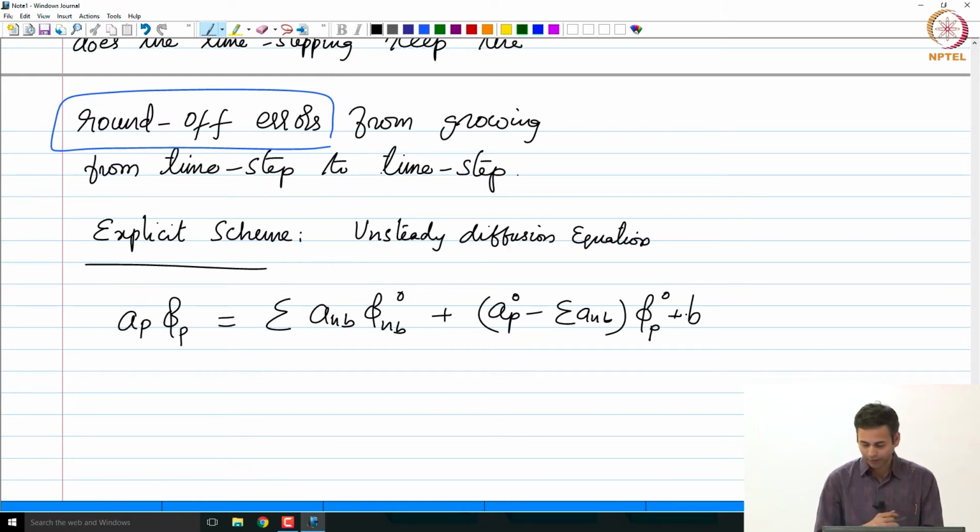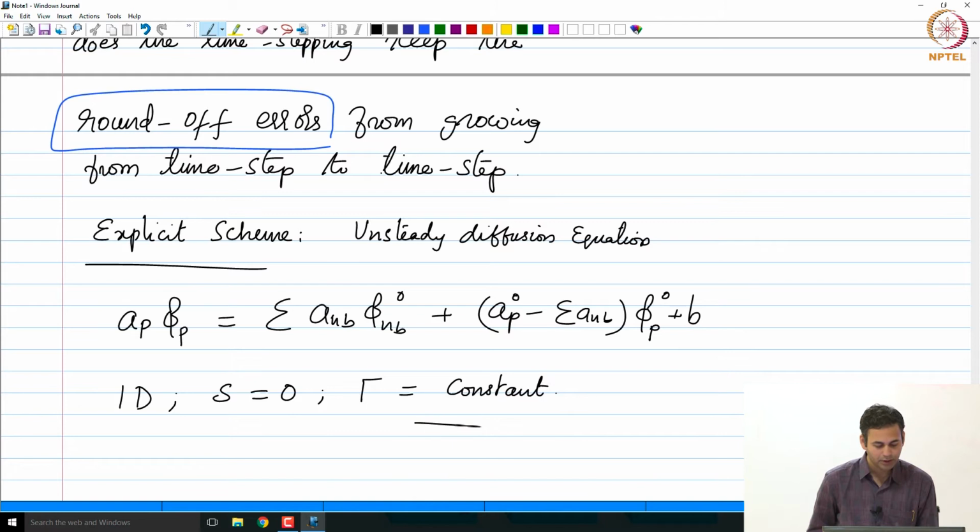Now, for the sake of simplicity, let me assume we are looking at a one dimensional problem, and the source term is also 0, and I will also assume that the diffusion coefficient gamma is a constant. This will make our life simple in the analysis. So, I am assuming a 1D problem with no source term and gamma equals constant. A 1D problem meaning the area is also 1, so essentially the unit area vectors for the cells.